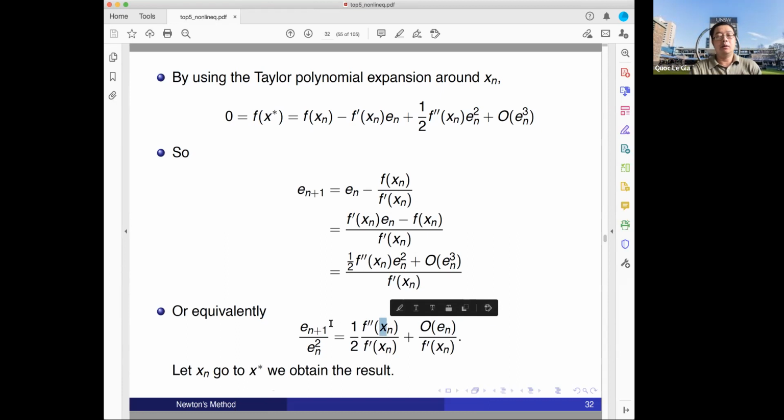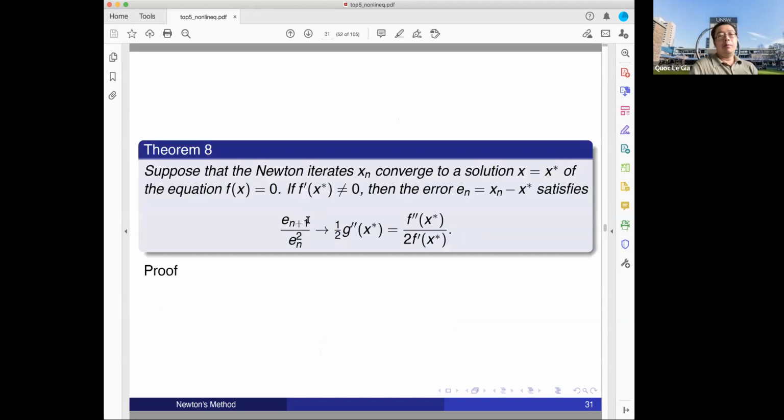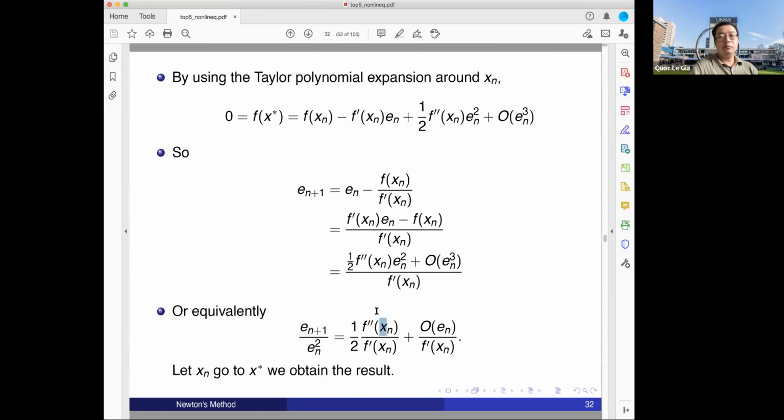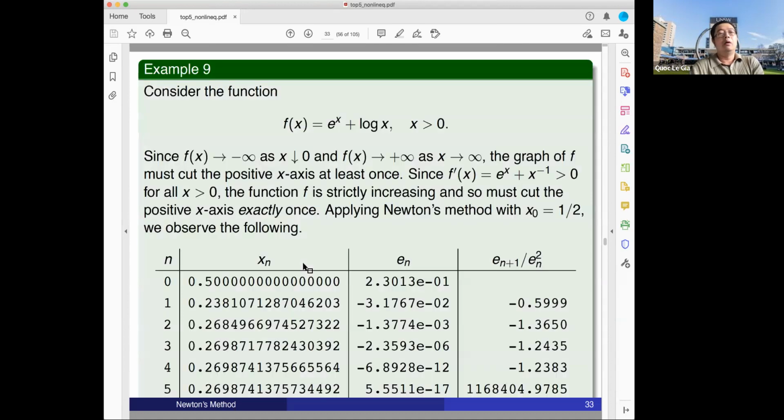And so that is the theorem. The theorem can be proved in one page. I just proved that en plus 1 over en square goes to 1/2 f double prime over f prime at the point x star, because here xn goes to x star. And you see that the error of the Newton method is of order 2, right? Because that's square here.